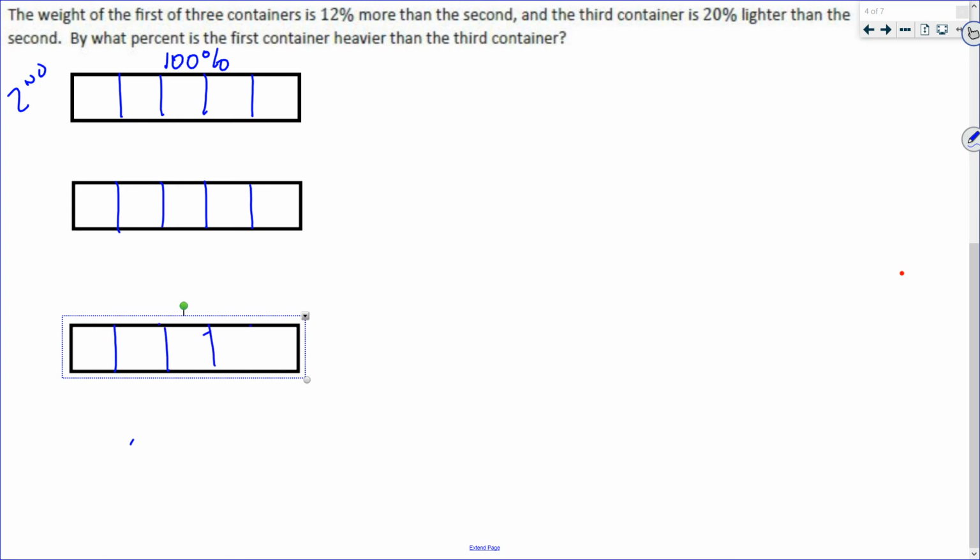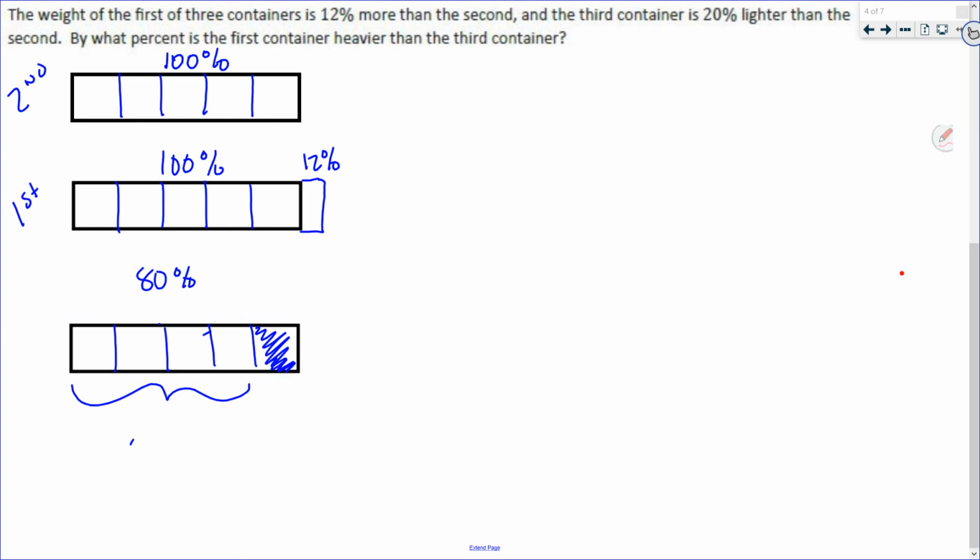Okay? Now, I like the idea of 5, and you will see why 5 is the better choice here. Now, the weight of the first container is 12% heavier. So we got our 100%, but then our 12% heavier. And then the weight of the third container is 20% lighter. So basically the weight of the third container is these 4 sections here, and this one here is no longer here. So what's the percentage there? Right, it'd be 80%.